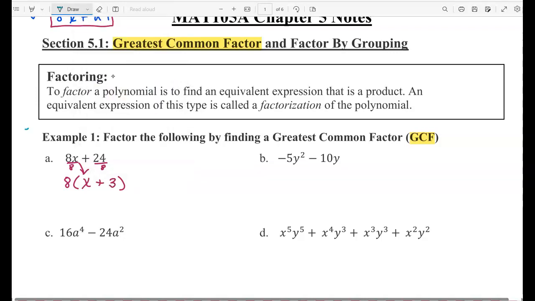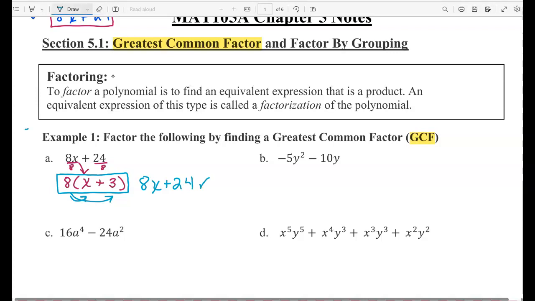And then again, we can check them. So this is our final answer here. But what's great about factoring is we could always check it and distribute. And we do that and we get 8x plus 24. So that's our check that we got back to the original and that it all checked out.